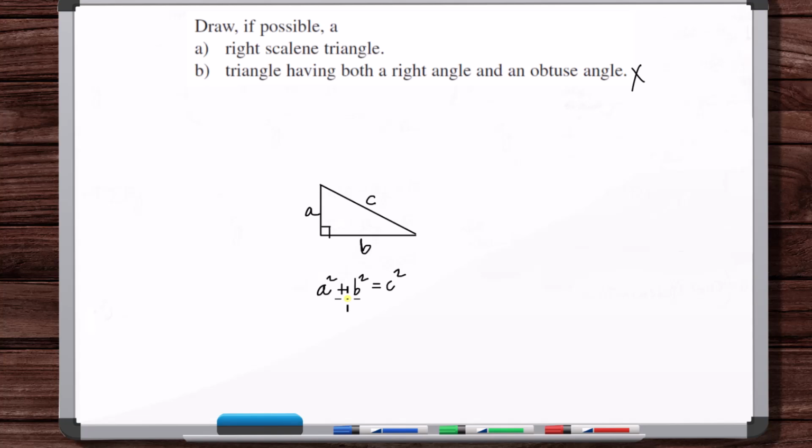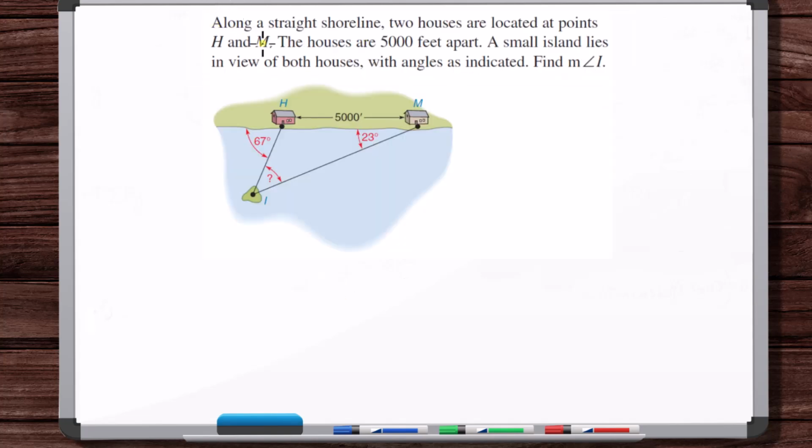Okay, along a straight shoreline, two houses are located at points H and M. The houses are 5,000 feet apart. A small island lies in view of both houses with angles as indicated. Find the measure of angle I.